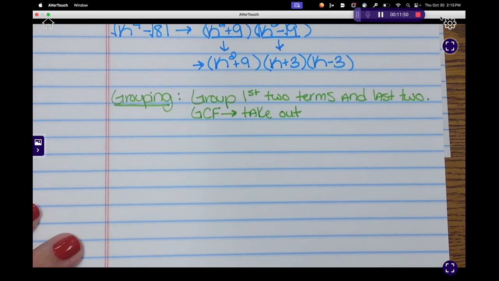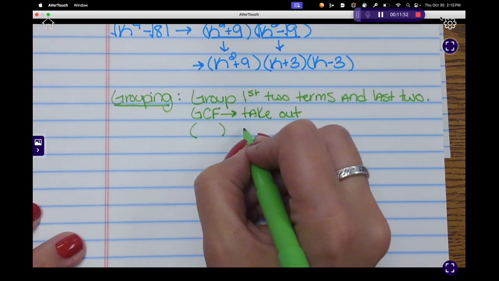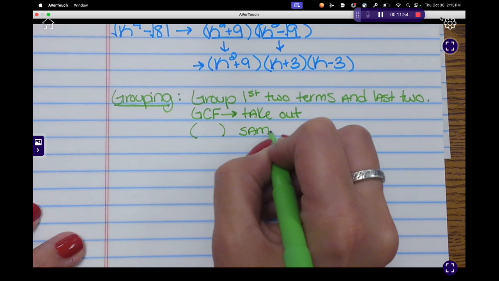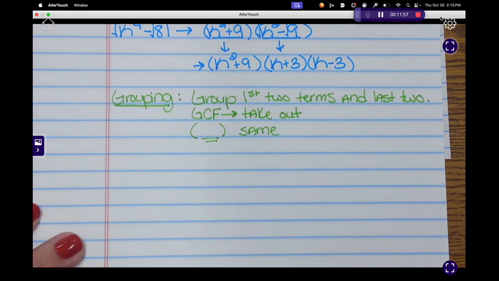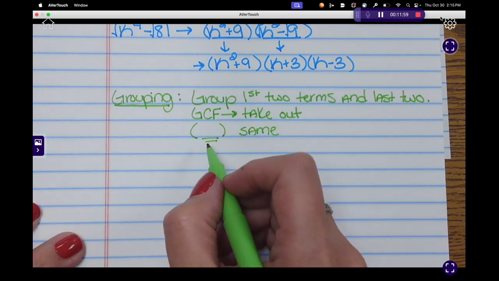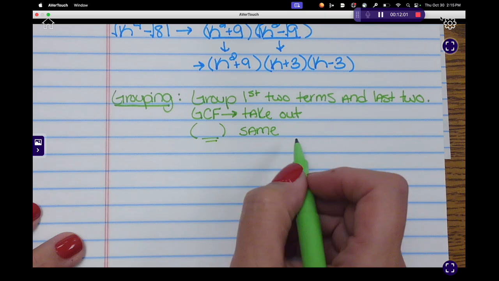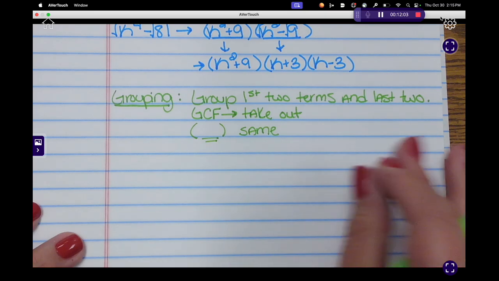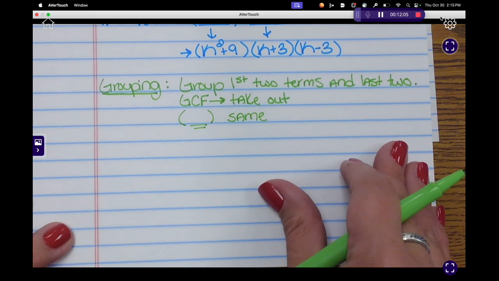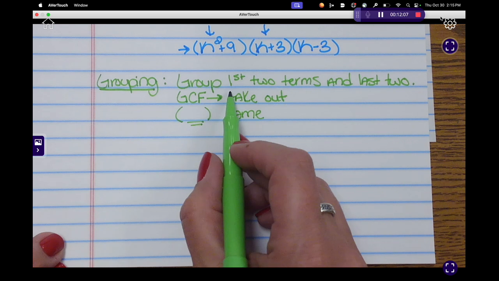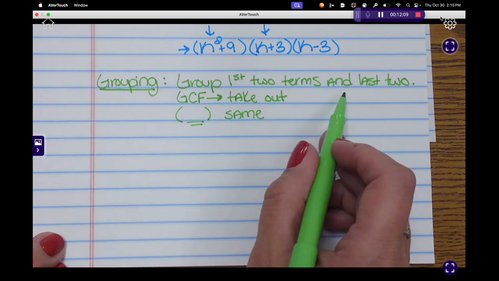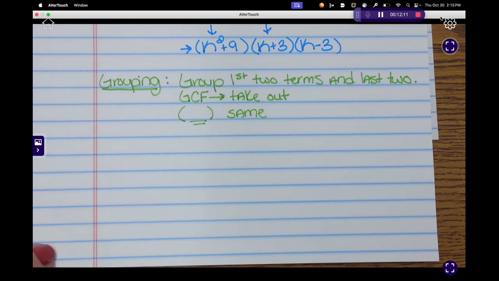When you are done, whatever is left in parentheses should be the same, because that is going to be one of your factors. Whatever is on the outside of the parentheses is your other factor. So again, this is going to make a little more sense once we do some examples. But we are going to group the first 2 terms and the last 2, and then look for a GCF to take out.